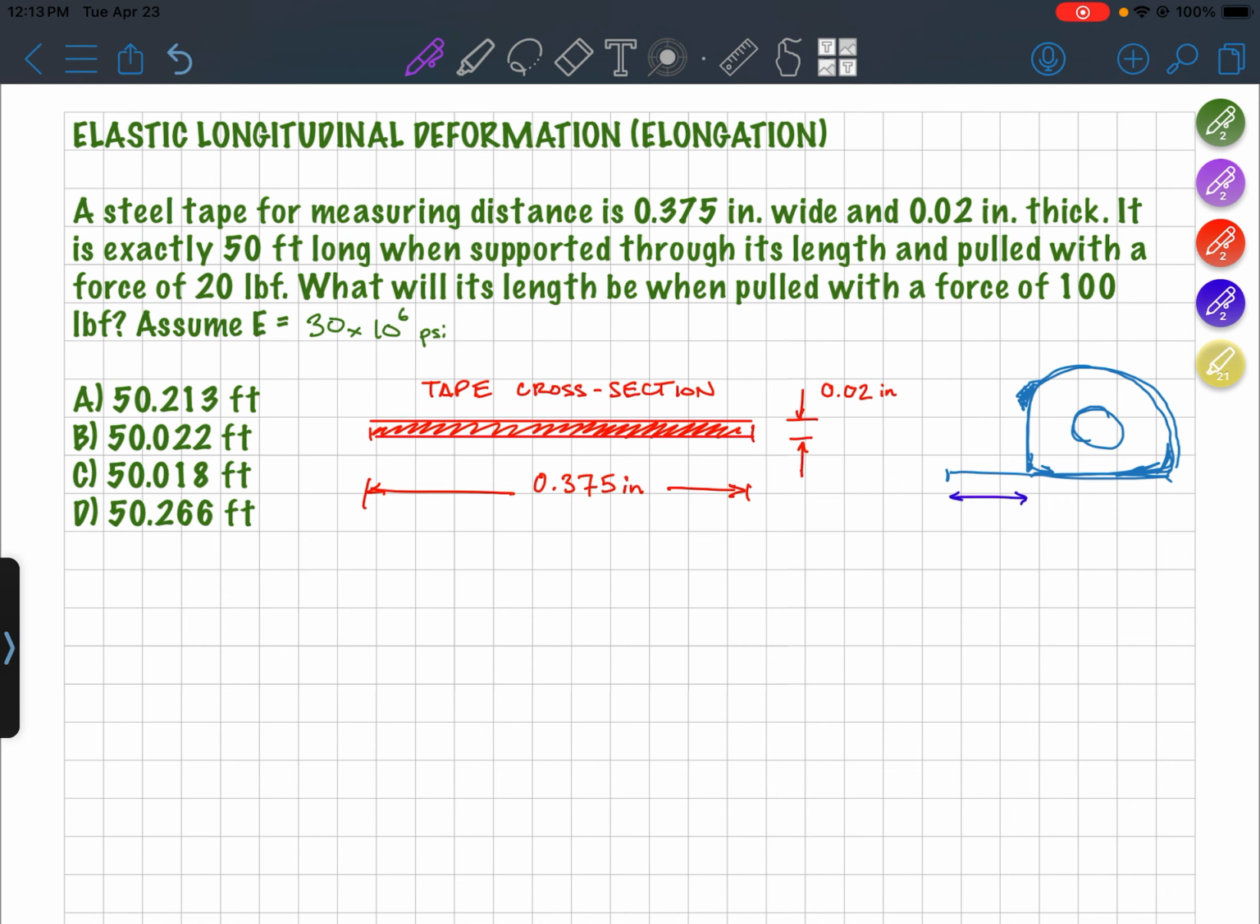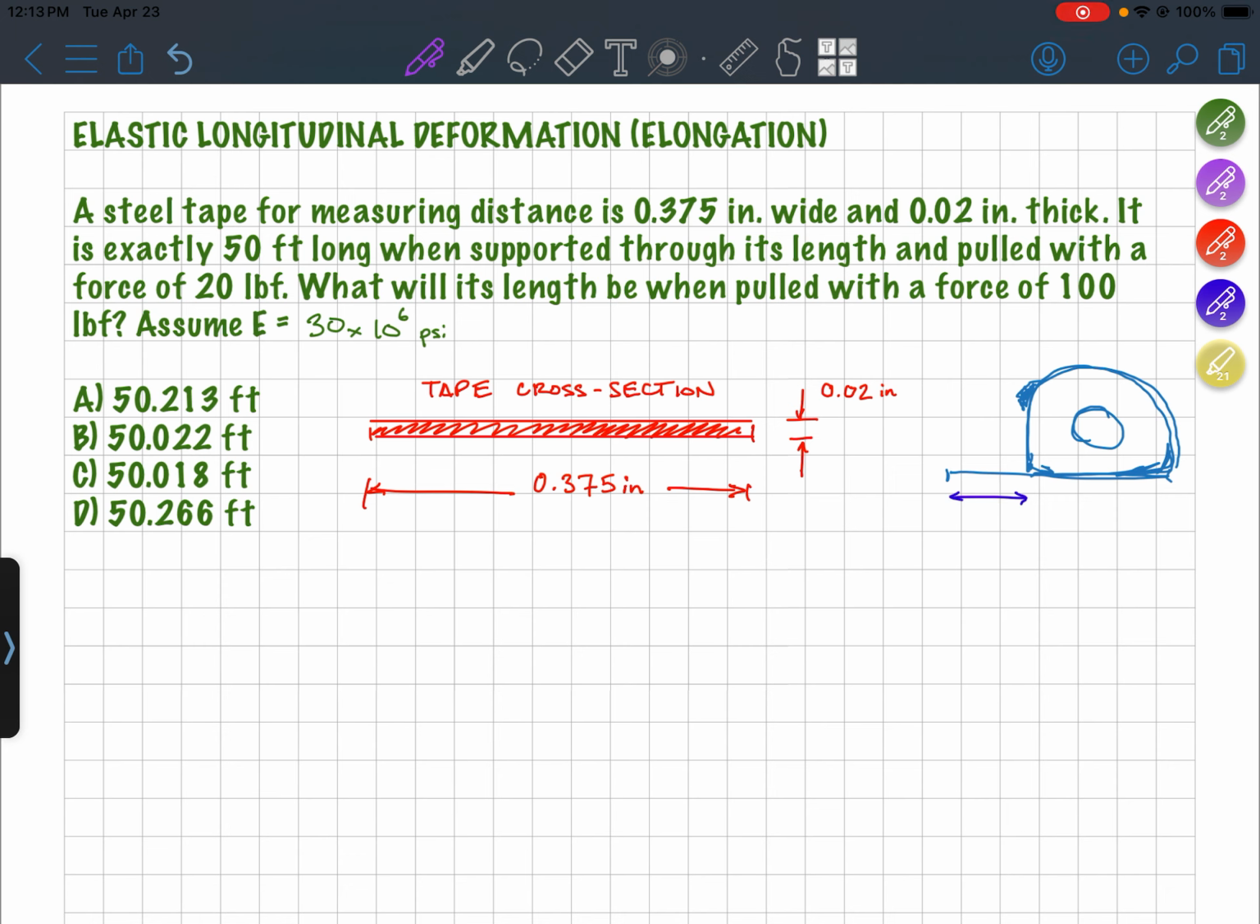First thing, before we start any problem, when we're in an exam and we start a new question, we do our pre-question ritual. So we're going to take a deep breath, read the question slowly. A steel tape for measuring distance is 0.375 inches wide and 0.02 inches thick.